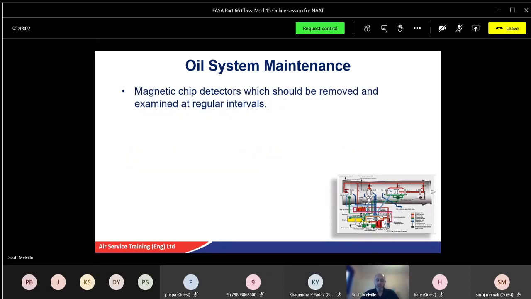Yeah, good old magnetic chips in there. Okay, they help keep us for diagnostic problems. Always a good thing. They should be removed and examined at regular intervals. Not just when you decide. They will be scheduled in for every so many flying hours.